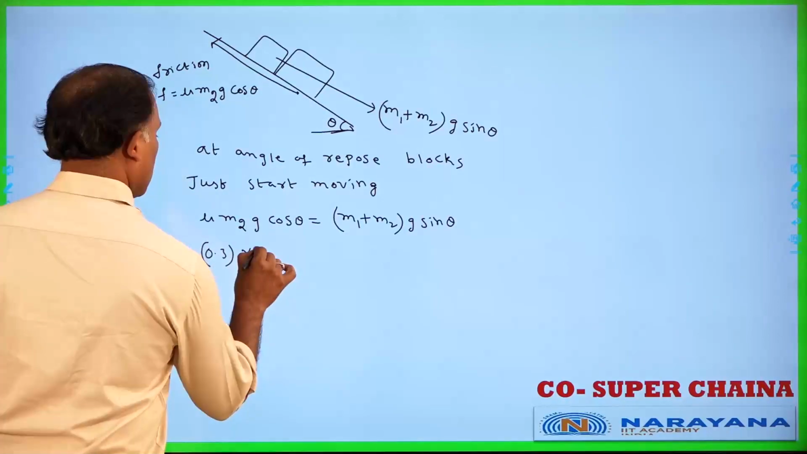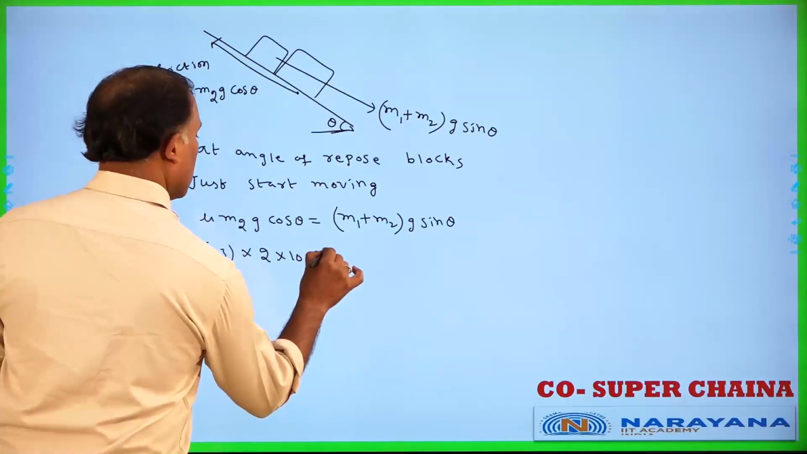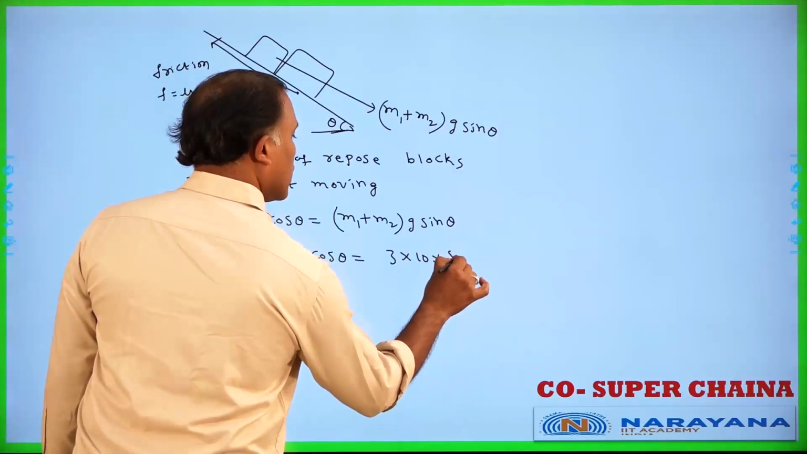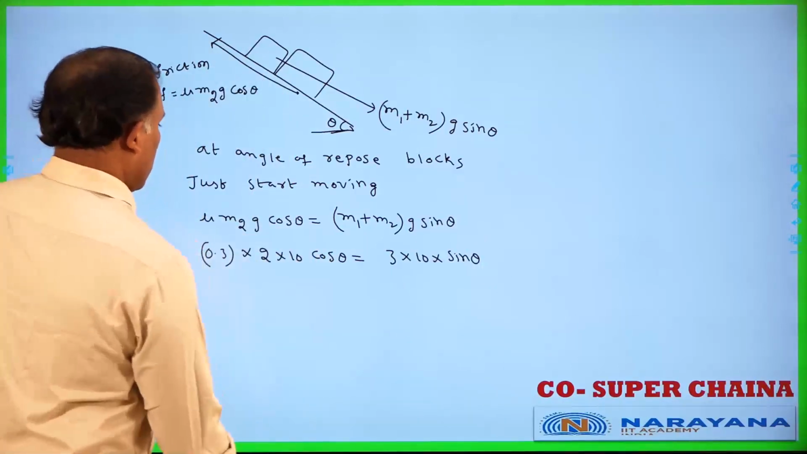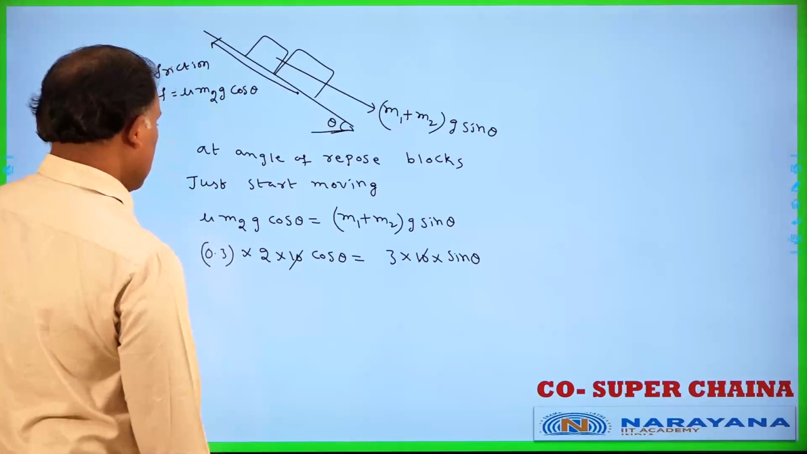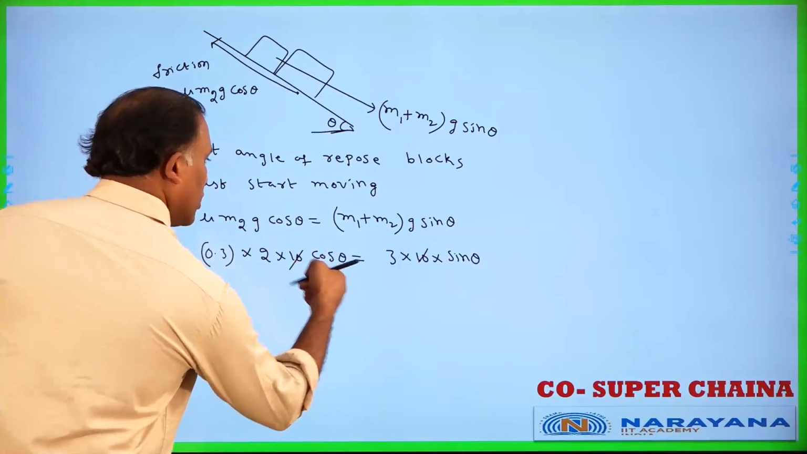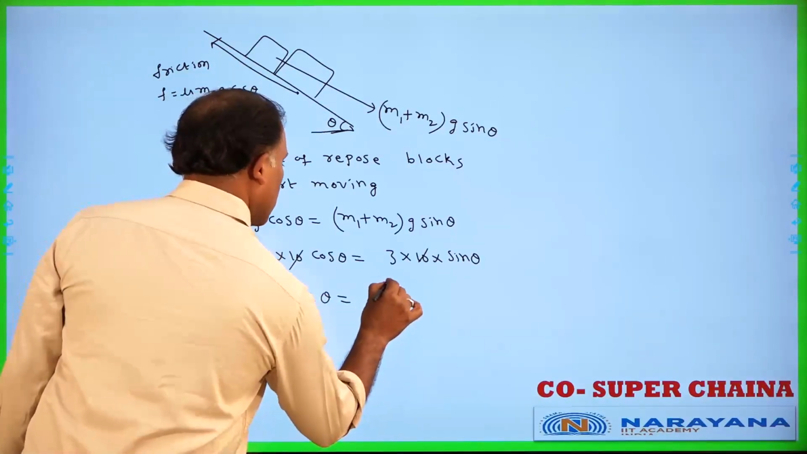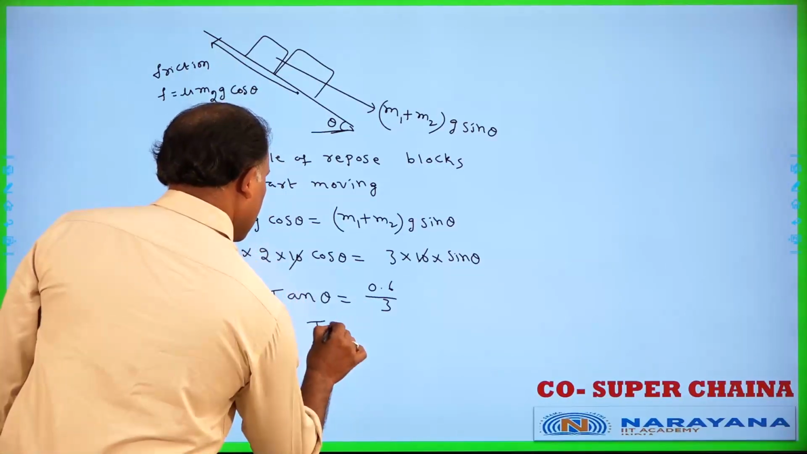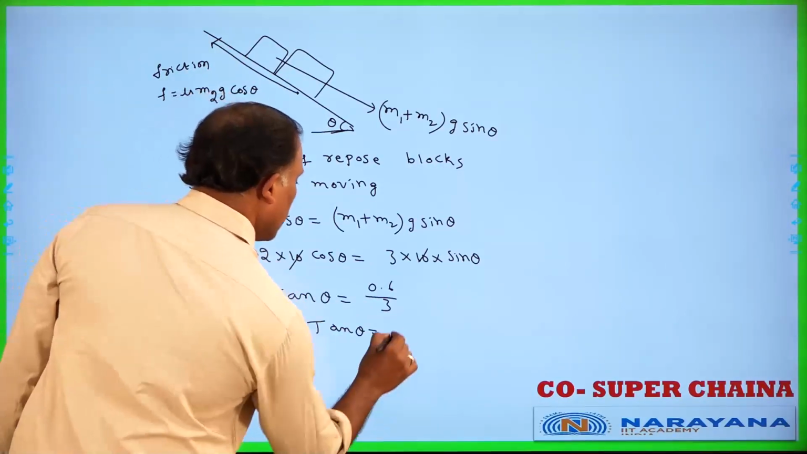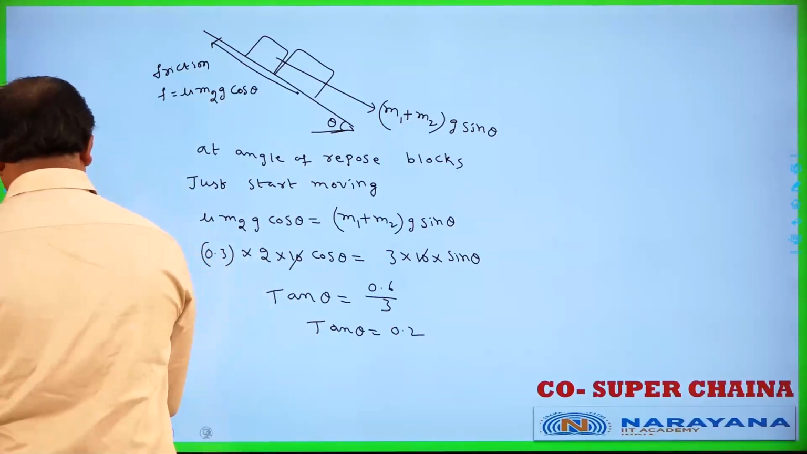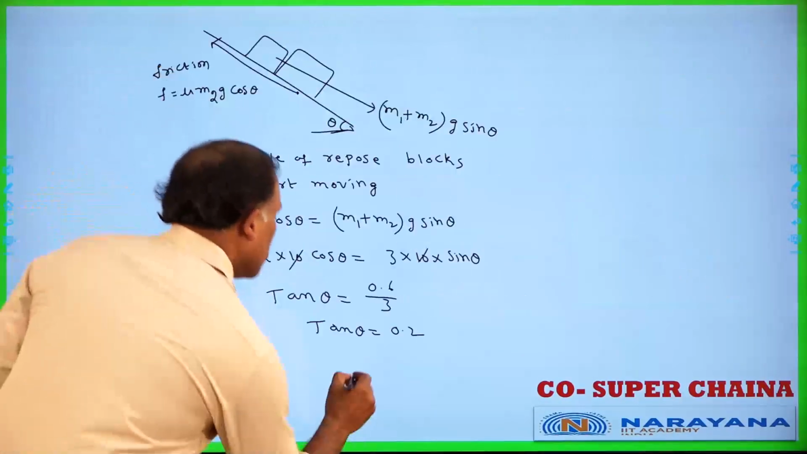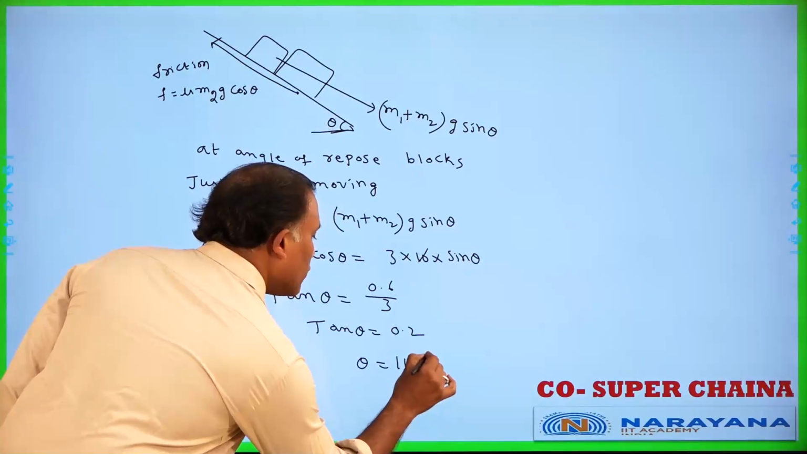0.3 into 2 into 10 cos theta is equal to 3 into 10 sin theta. So then 10 cancels. Then sin theta by cos theta, tan theta is equal to 0.6 by 3. Tan theta is equal to 0.2. For what value will this be? So 0.2 is equal to 11.5 degrees. So theta is equal to 11.5 degrees.